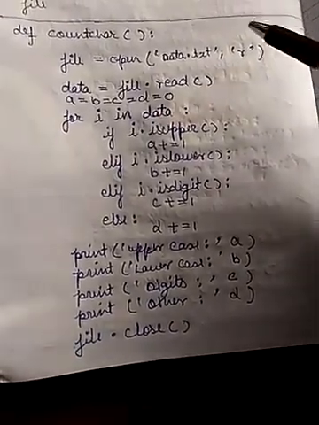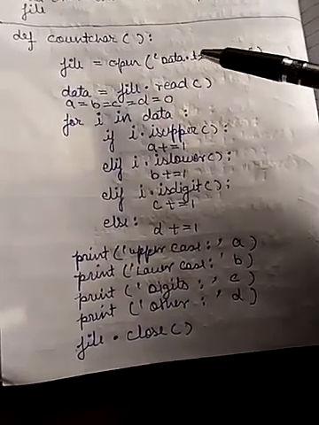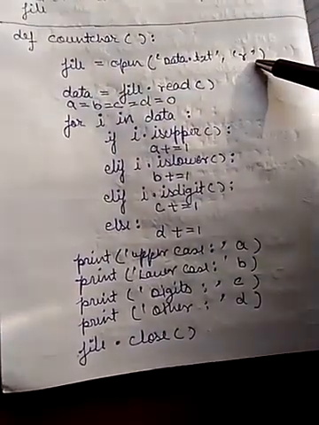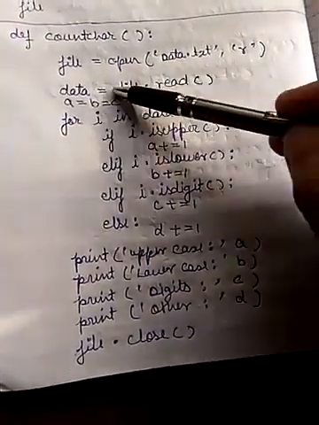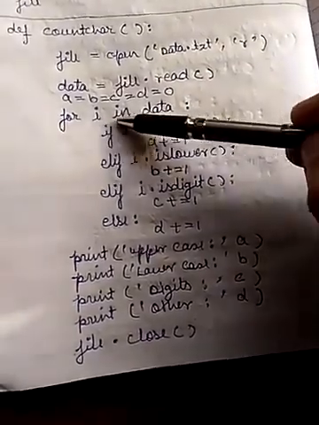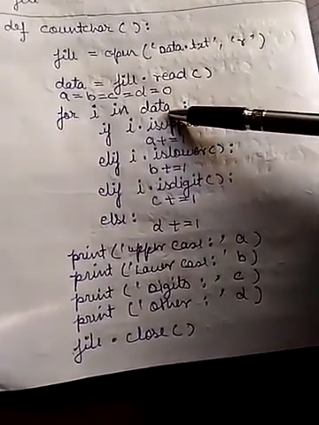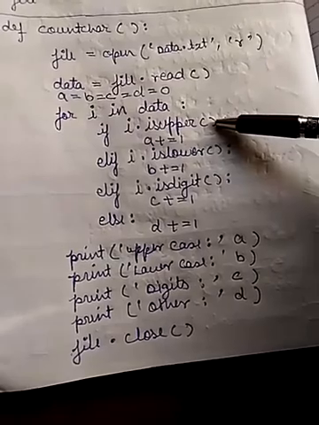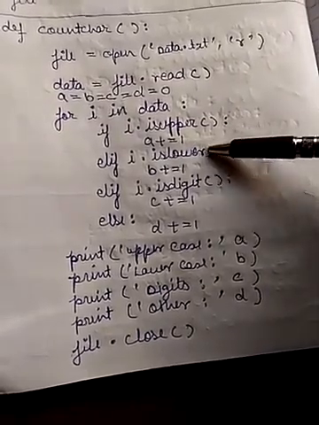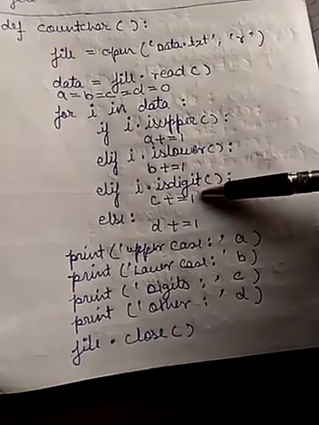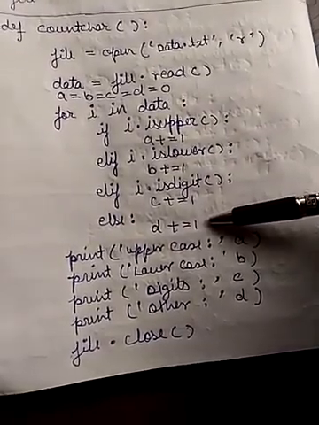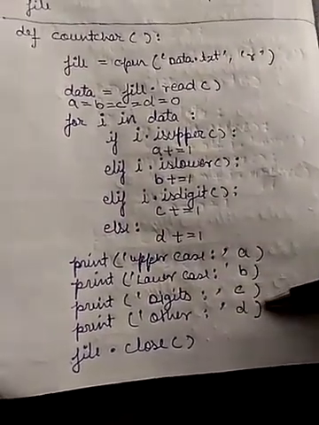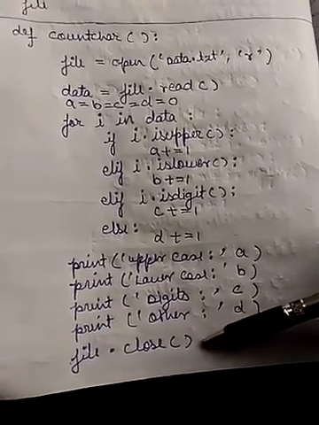Now let us revise. If we want to count how many uppercase, lowercase, digit and other characters are present in the file, then first step is to open the file. Second step, to read the data from the file. Third step, to traverse the data. To traverse the data means you have to put loop of element inside the data. Now we are checking if it is uppercase, then there is a counter, lowercase another counter, digit another counter and other character another counter. After that we have printed how many uppercase, lowercase, digit and other characters are present. After that we have closed the file.